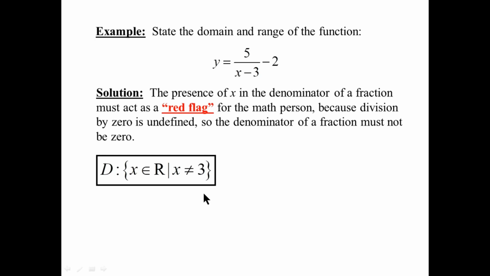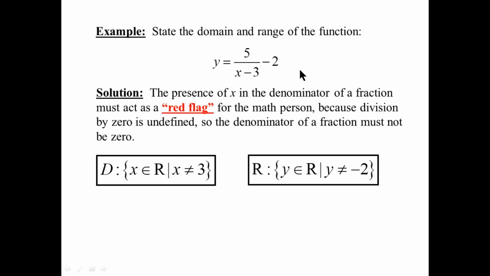Now there's also a concern with the range as well, because 5 divided by anything is not 0. 5 divided by 100, for example, is 5 100ths. That's very small, but not 0. 5 divided by 1,000,000 is 5 millionths. And that too is very small, but it's not 0. So this fraction can never be 0. So y can't be 0 minus 2. So y can't be minus 2. The range is the set of y's in real numbers such that y is not minus 2 because of this.